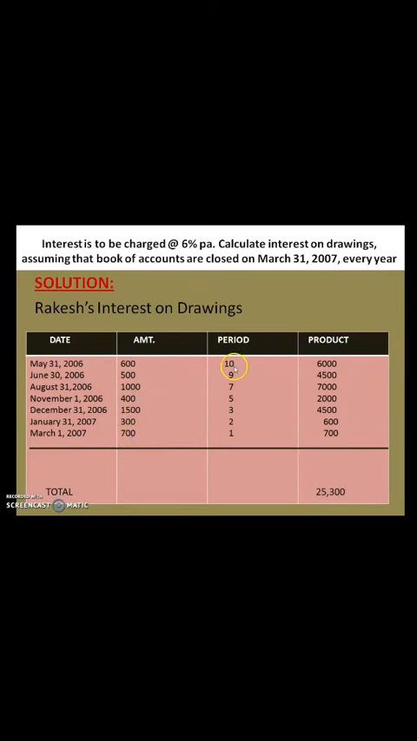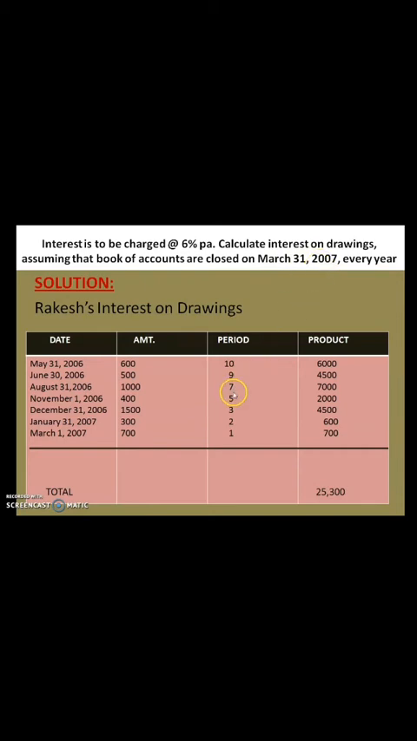Now regarding period, how to calculate the period? From 31st May. What is our closing date? 31st March. So from 31st May 2006 to 31st March 2007, how many months are there? How many month gap is there? 10 months are there. So that you have to write here. From June 30, 2006 to 31st March 2007, how many months difference are there? 9 months. Same is the case with August. How many months difference are there from 31st August 2006 to 31st March 2007?